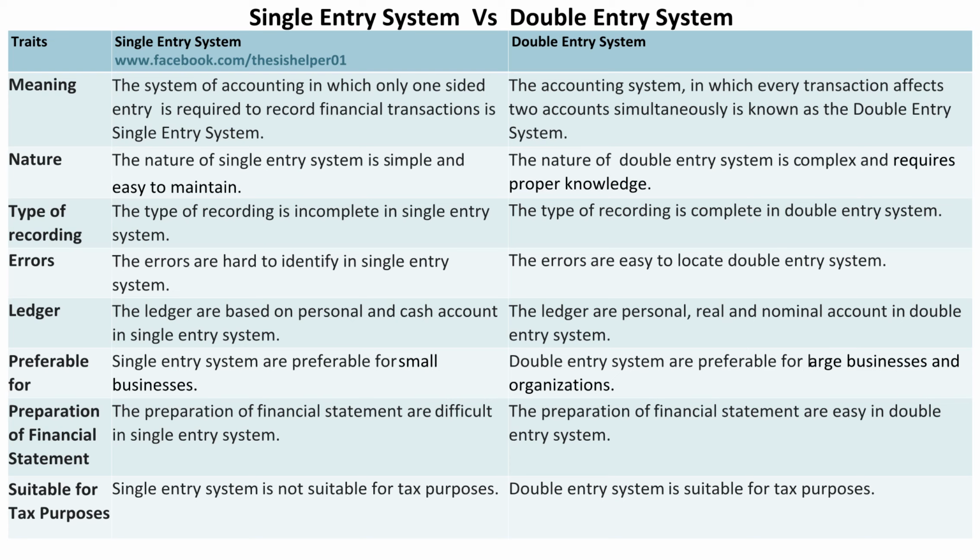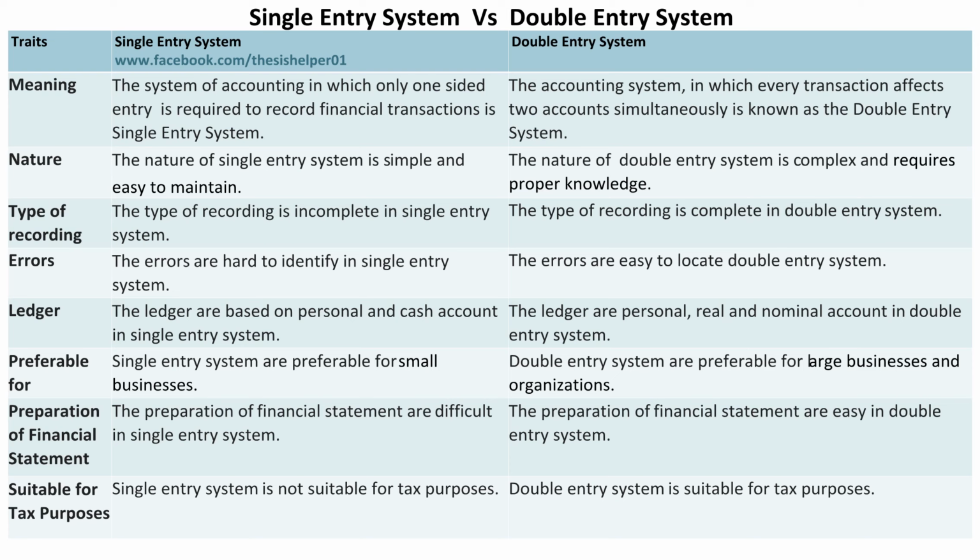The ledgers are based on personal and cash accounts in single-entry system. Whereas, the ledgers are personal, real and nominal accounts in double-entry system. Single-entry system is preferable for small businesses. Whereas, double-entry system is preferable for large businesses and organizations. The preparation of financial statements is difficult in single-entry system. Whereas, the preparation of financial statements is easy in double-entry system.